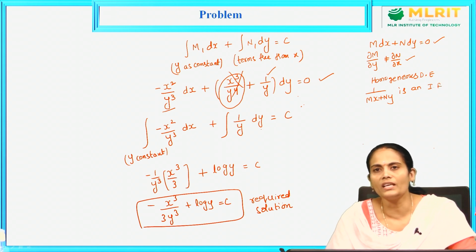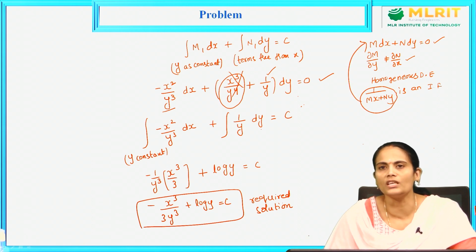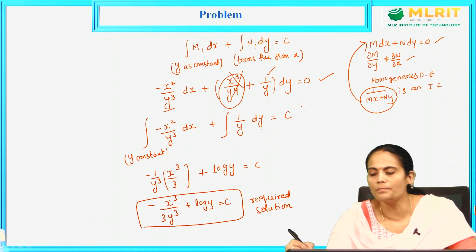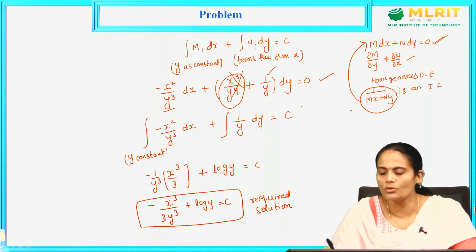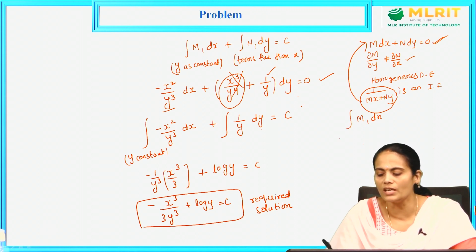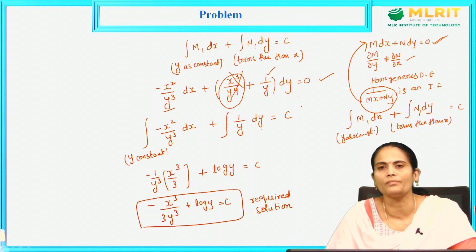After finding the integrating factor, multiply it with the given differential equation. After multiplying, we will get an exact differential equation. After getting the exact differential equation, find the general solution, which is integral M1 dx, keeping y as a constant, plus integral N1 dy, taking the terms free from x, is equal to c.